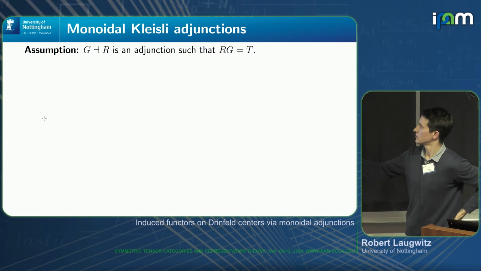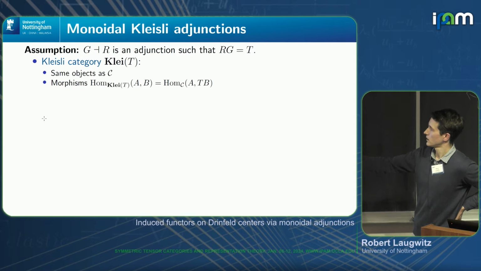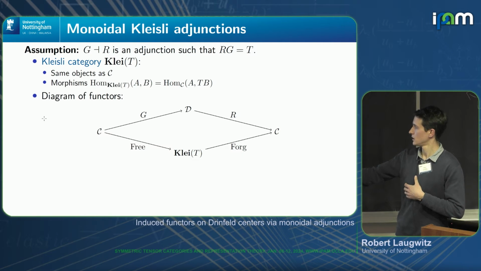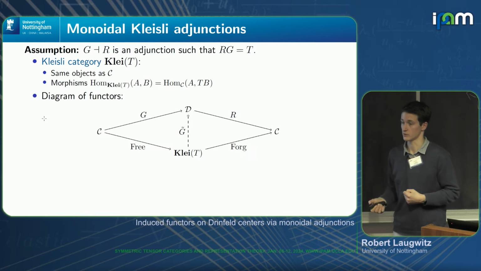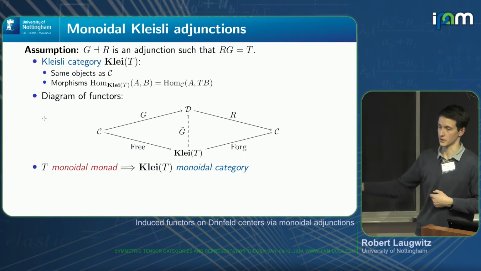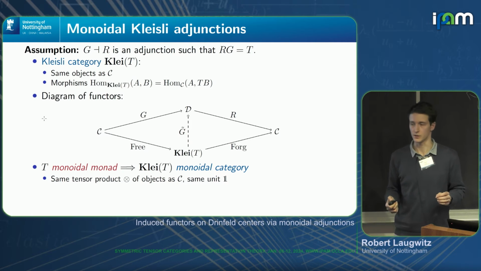Okay, I think one can now use this to define monoidal Kleisli adjunctions. So the Kleisli category of a monad has the same objects as the underlying category C, but morphisms are given like so. But the best way to think about this is as free modules over T. And then you have a diagram of functors. So here's the original adjunction GR. And then the Kleisli category has its own adjunction with a free and a forgetful functor. Here you just forget the action of T, and here you just have a natural monoidal functor of free modules. Now if you have a monoidal monad, then one can, without further assumption, show that the Kleisli category is also a monoidal category. And the tensor products here are the underlying tensor products of objects in C. So nothing changes.